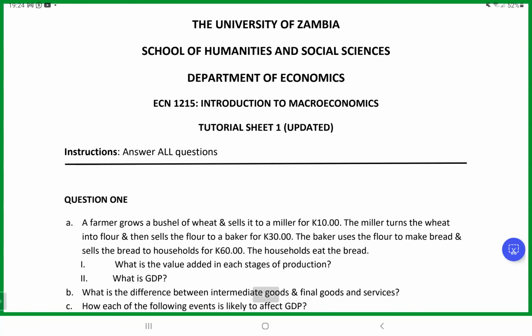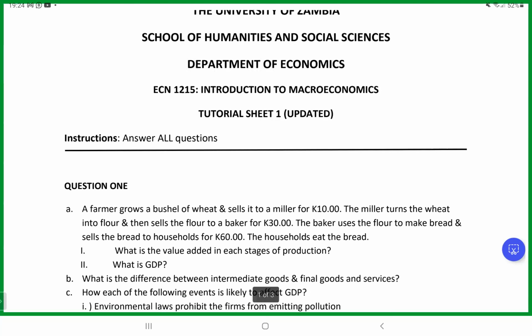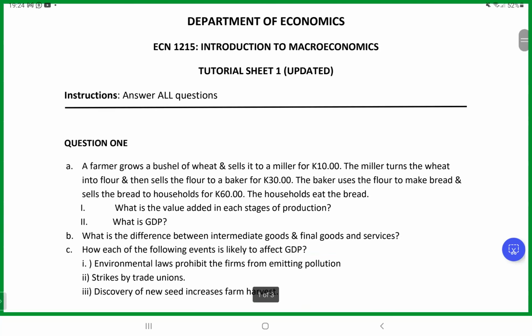The above is a system of the questions that we have been provided with. And so these are the questions that we have. Let's start with question number 1. We will answer one question.